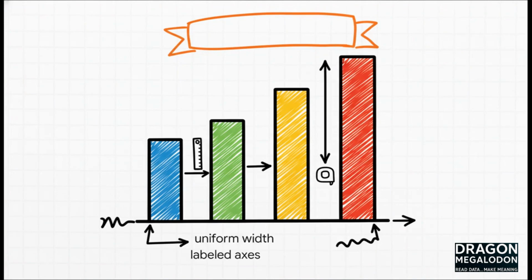But listen, for a bar chart to tell an honest story, it has to play by a few simple rules. The bars have to be the same width and evenly spaced out. That prevents any visual trickery. And most important of all, everything needs a label. Because without a title and labeled axes, you don't have a story, you just have a bunch of meaningless rectangles.